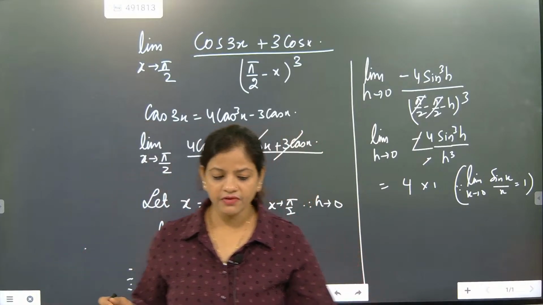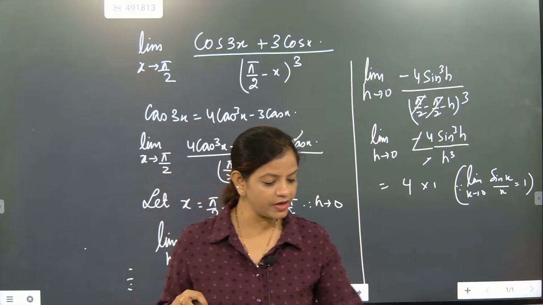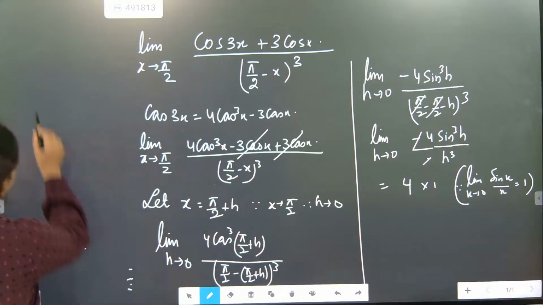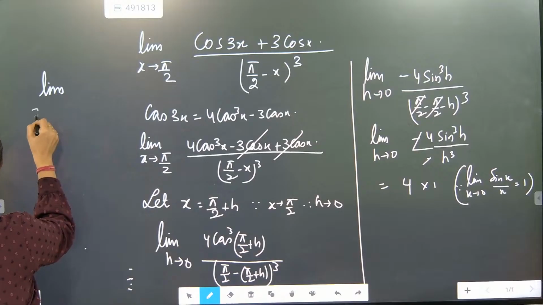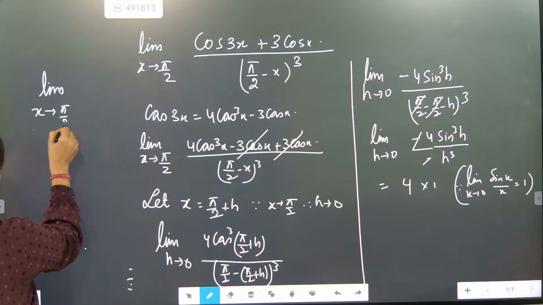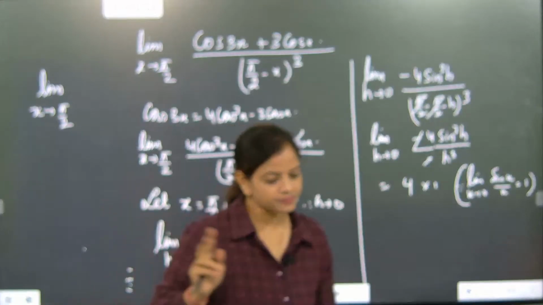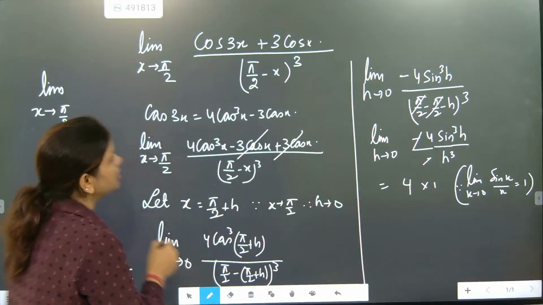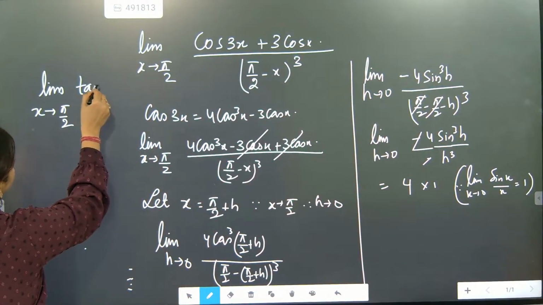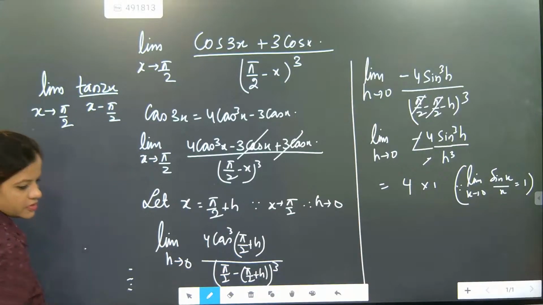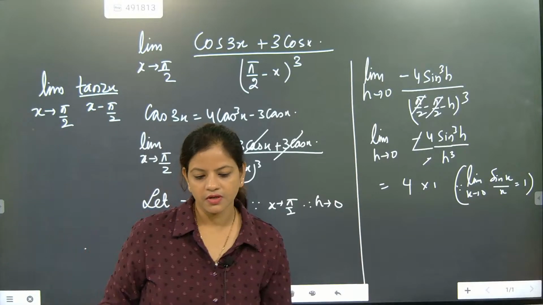See, when infinity is given, then you have to write 1 by. So, one question I am giving you, try to solve this question. The question is limit x tends to pi by 2, limit x tends to pi by 2, after that, write tan 2x by x minus pi by 2. This is the question. Try this question out.